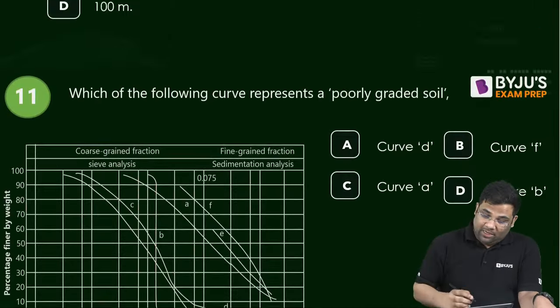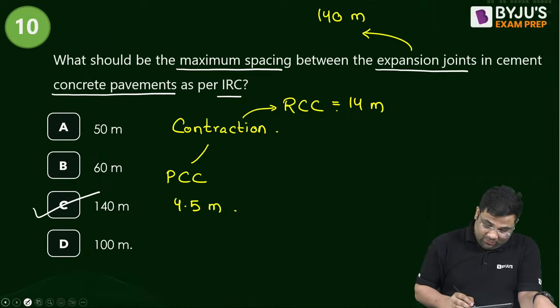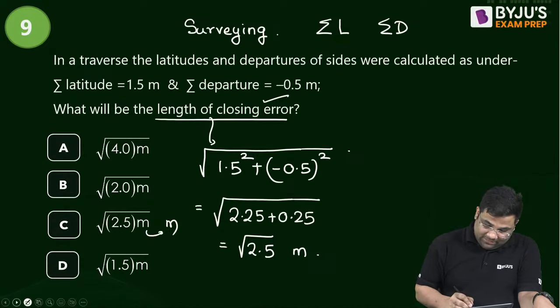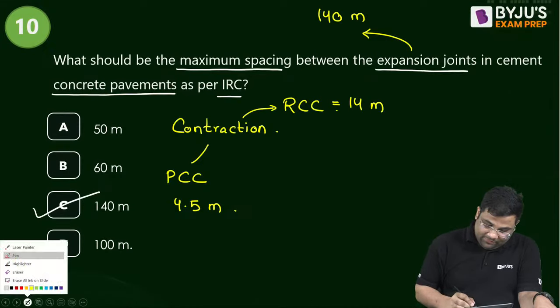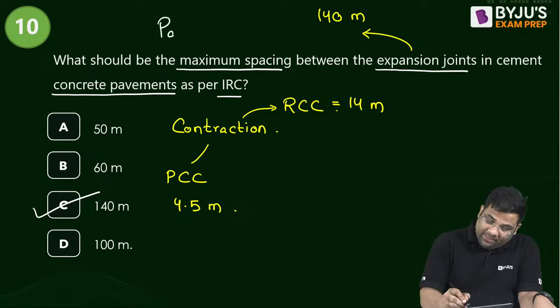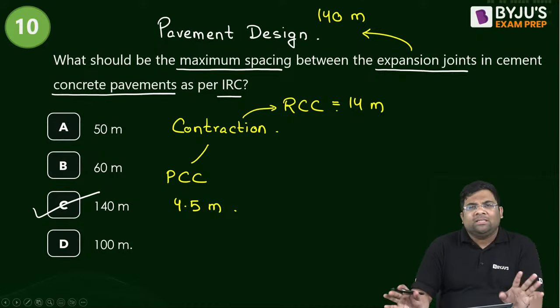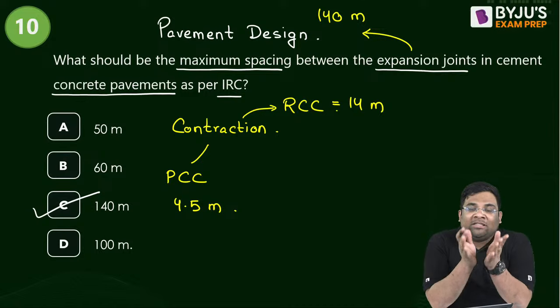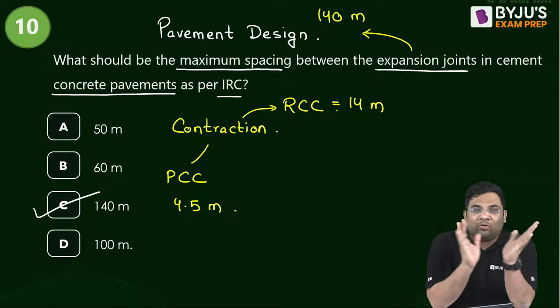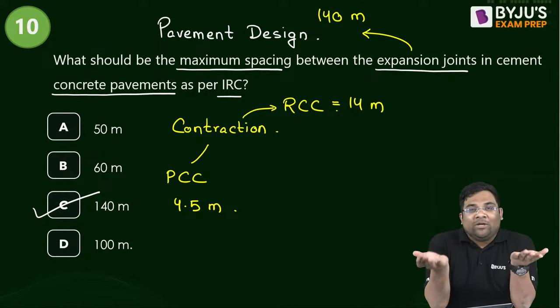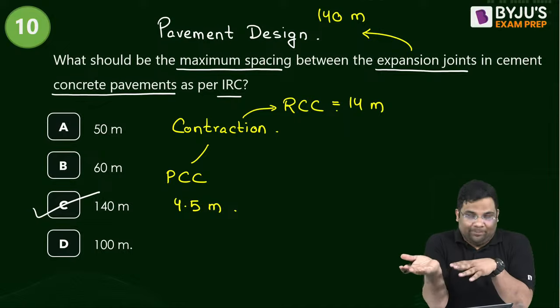So this was from soil mechanics. You can see that they are mixing all the topics: here it was surveying, then transportation, and this is again from pavement design. One thing I want to tell: there are no questions from geometric design. That doesn't mean they will not ask questions from geometric design. Just because some questions were not there in the previous year's paper, don't conclude that they won't be asking this time.